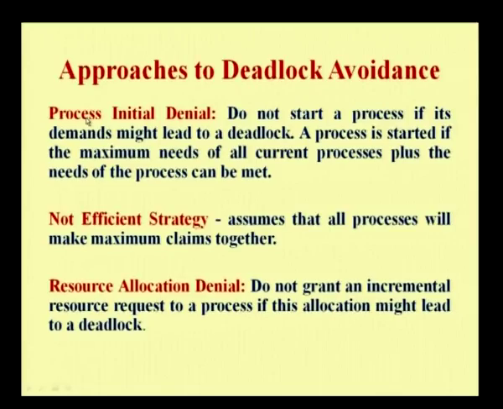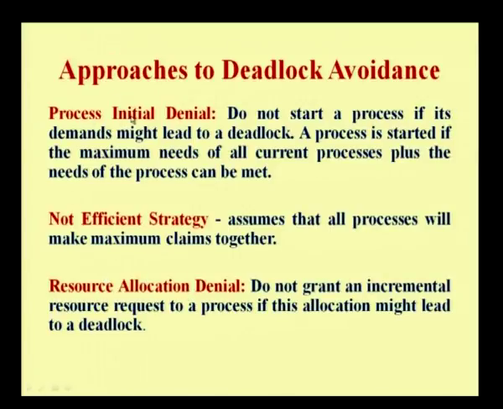Now let us see the approaches of deadlock avoidance. There are 3 different approaches. Point number 1, process initiation denial. Point number 2, it is not an efficient strategy. Point number 3, resource allocation denial.